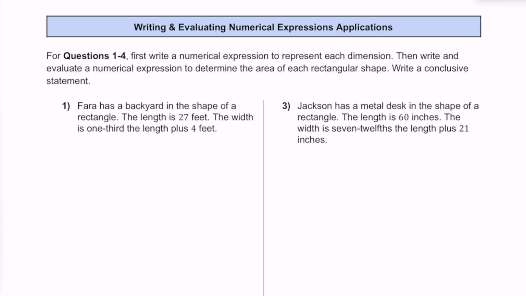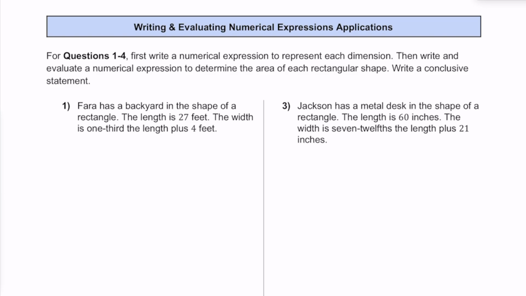Once we define our dimensions, basically the length and the width of each of these rectangles, we're going to write and evaluate, which means solve, a numerical expression to determine the area of each of these rectangular shapes. Once we do all that math, we're just going to interpret it and write a conclusive statement to say what our numbers represent.